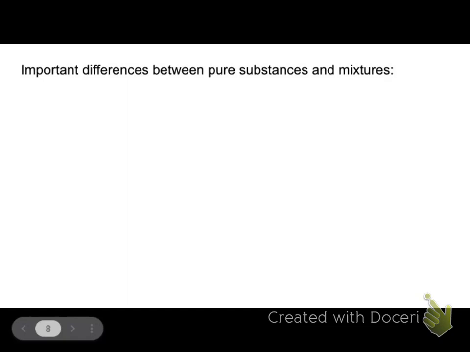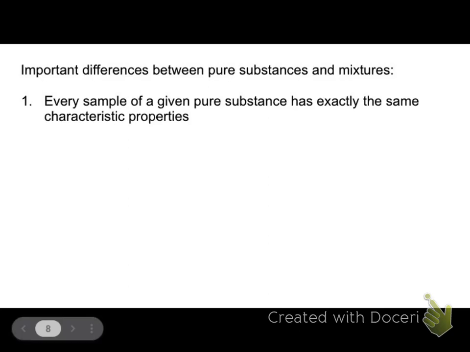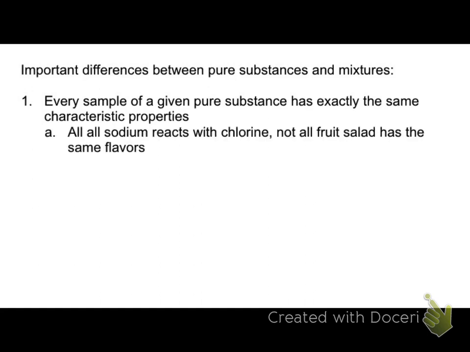Important differences between substances and mixtures. There's two important ones I want to highlight before we finish up here, okay? 1, every sample of a given pure substance has exactly the same characteristic properties. Okay? So this goes back to if it's a pure substance, it's going to be exactly the same every time you take a sample. For example, every sample of salt reacts with chlorine, but not all fruit salad has the same flavors.